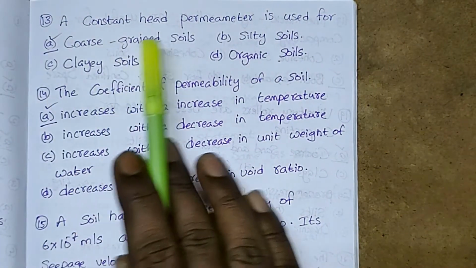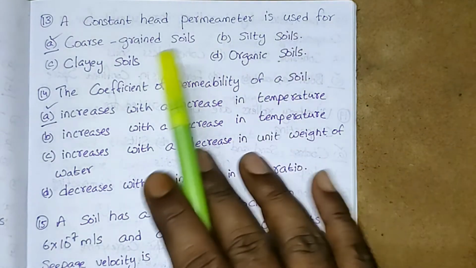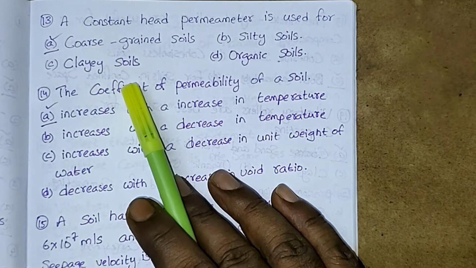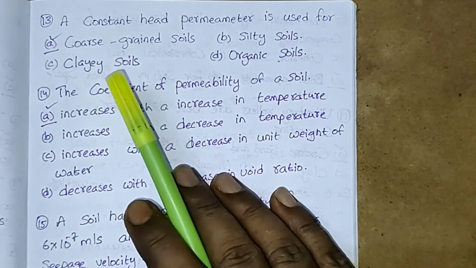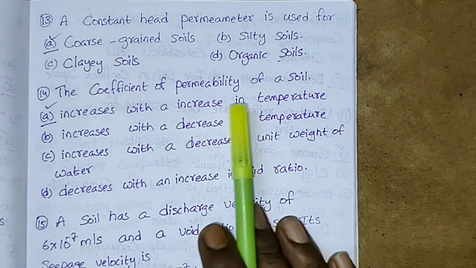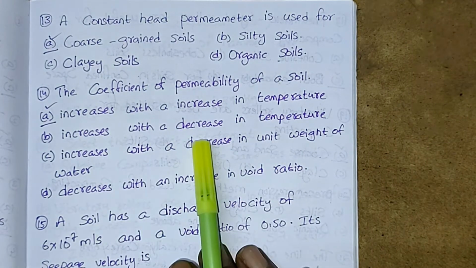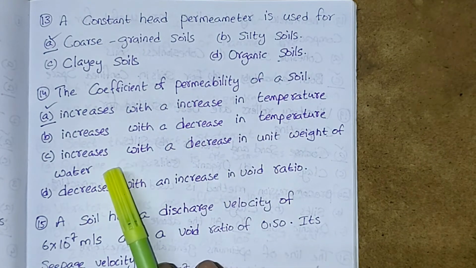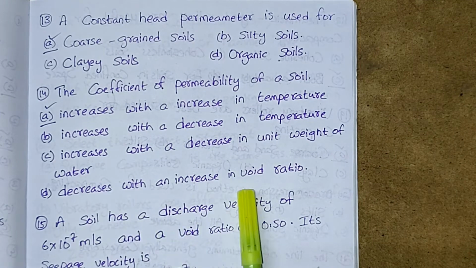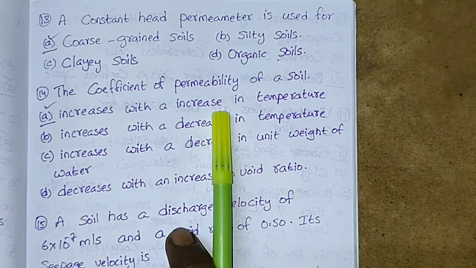A constant head permeameter is used for coarse grained soils, silty soils, clay soils and organic soils. So it is used for coarse grained soils. The coefficient of permeability of a soil increases with an increase in temperature, increases with a decrease in temperature, increases with a decrease in unit weight of water, decreases with an increase in void ratio. So the answer is increases with an increase in temperature.